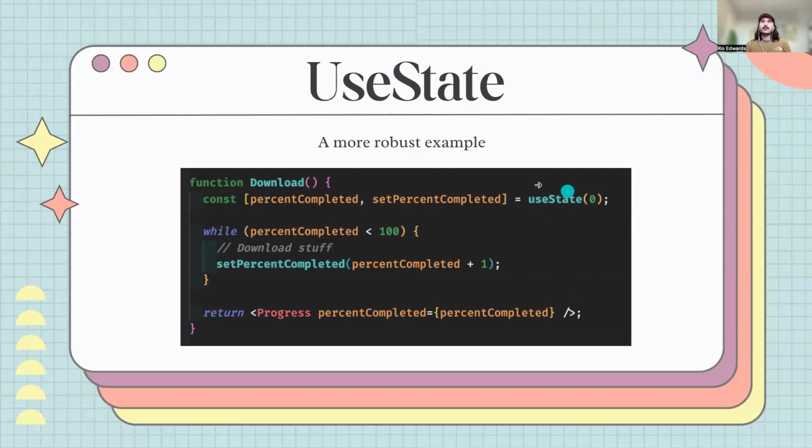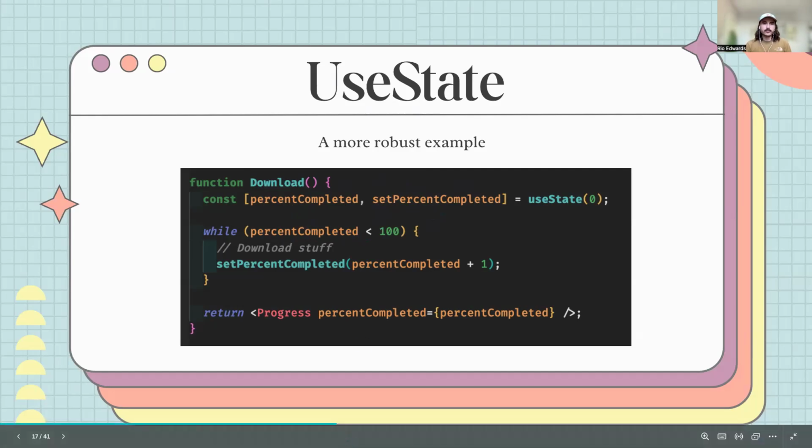useState returns a variable and a function. And the function is the thing that we use to change the variable. Because we can't just change the variable like normal, because of React. That's just how we have to do it.